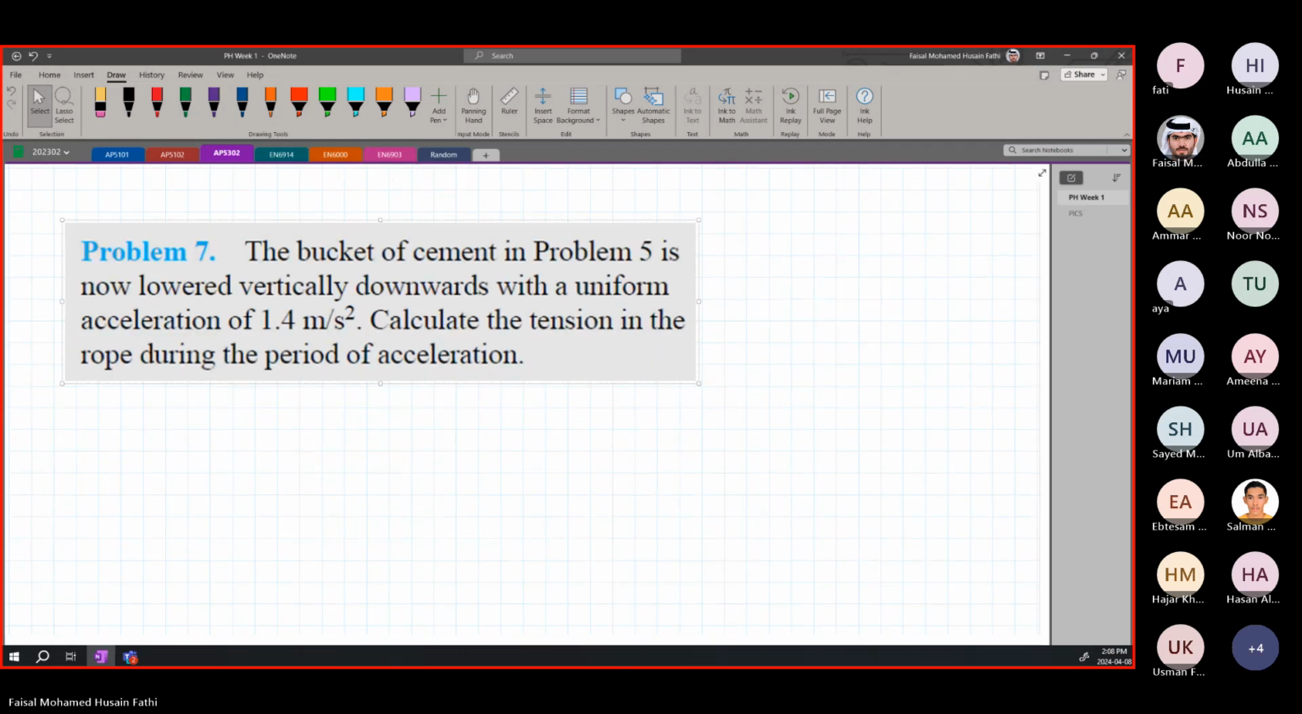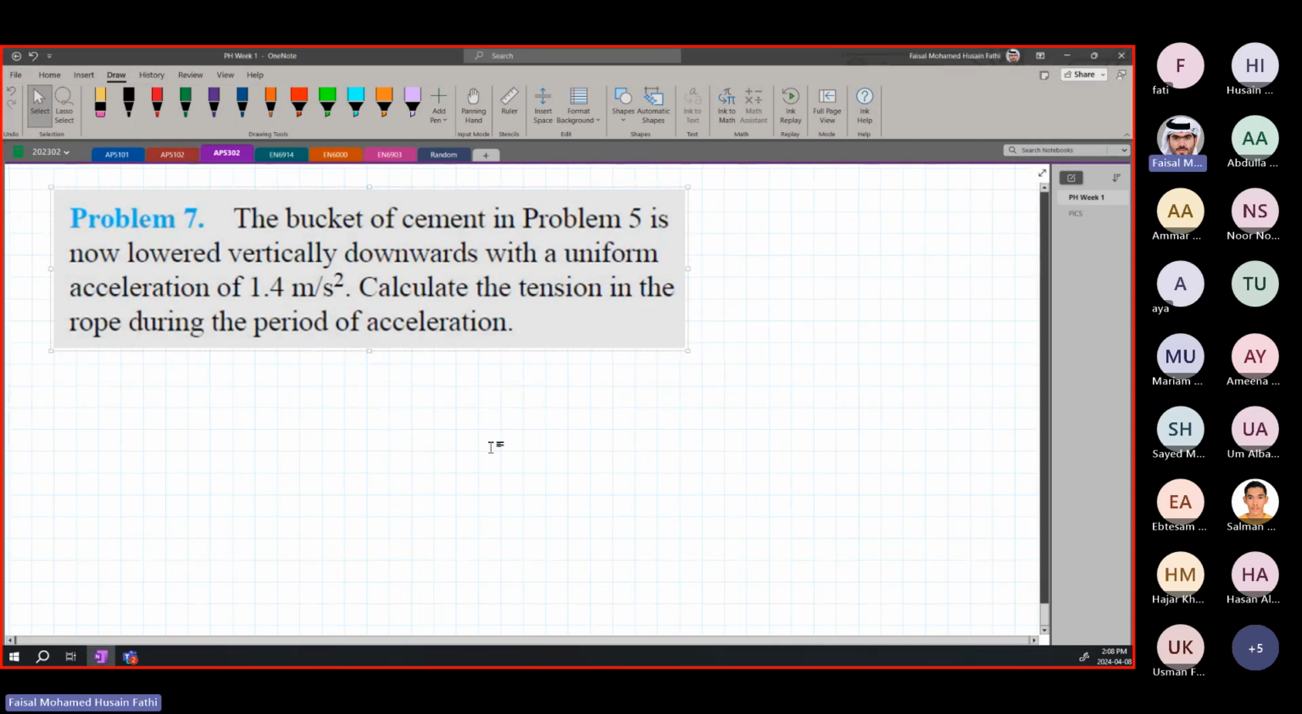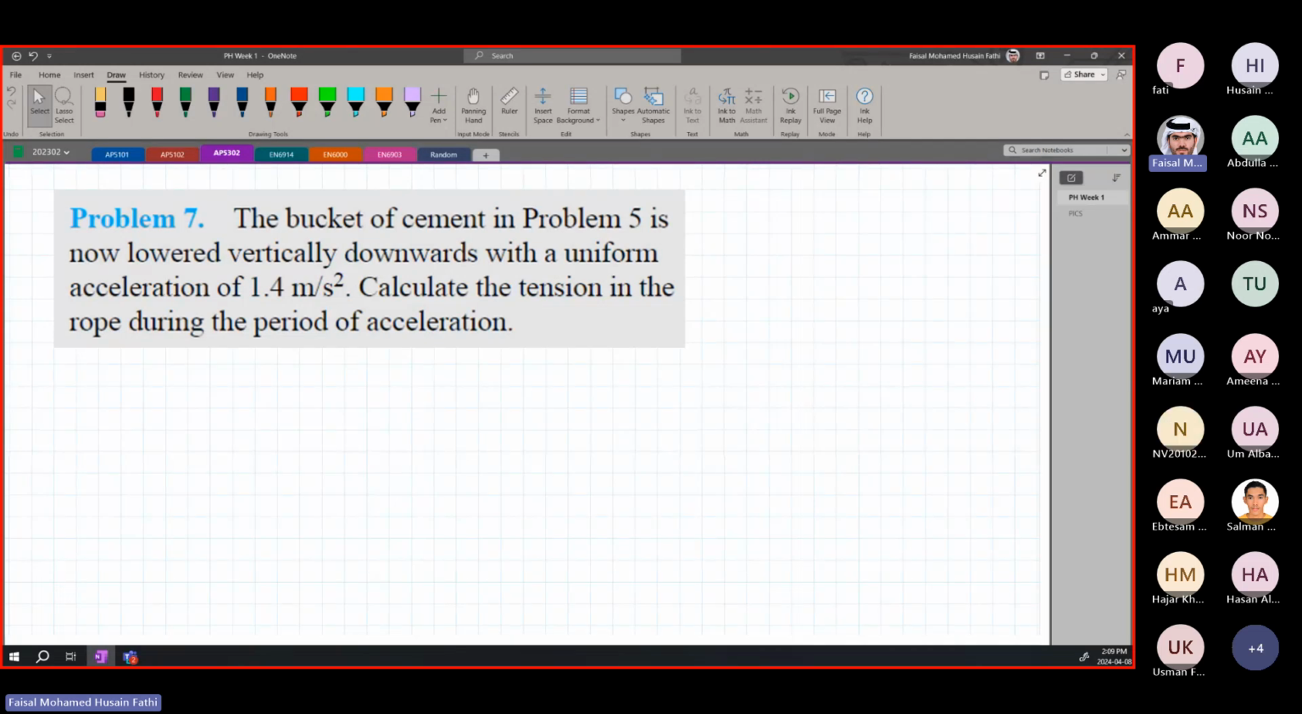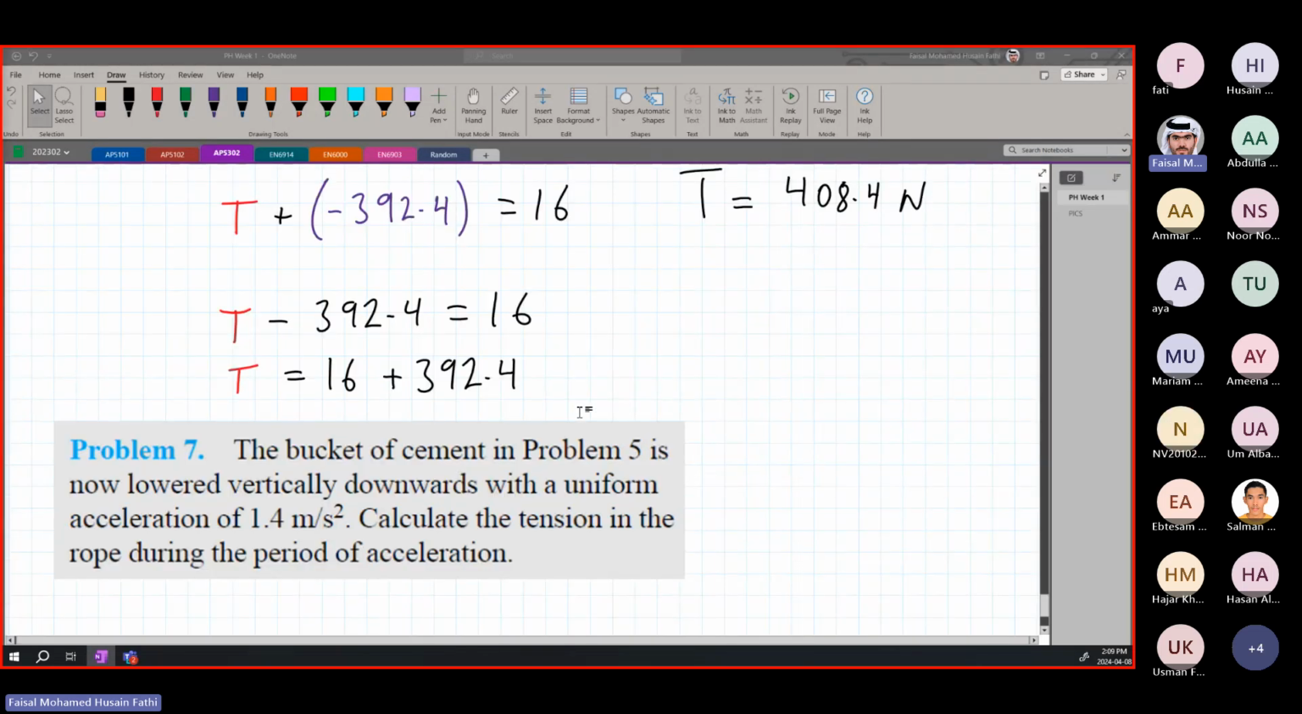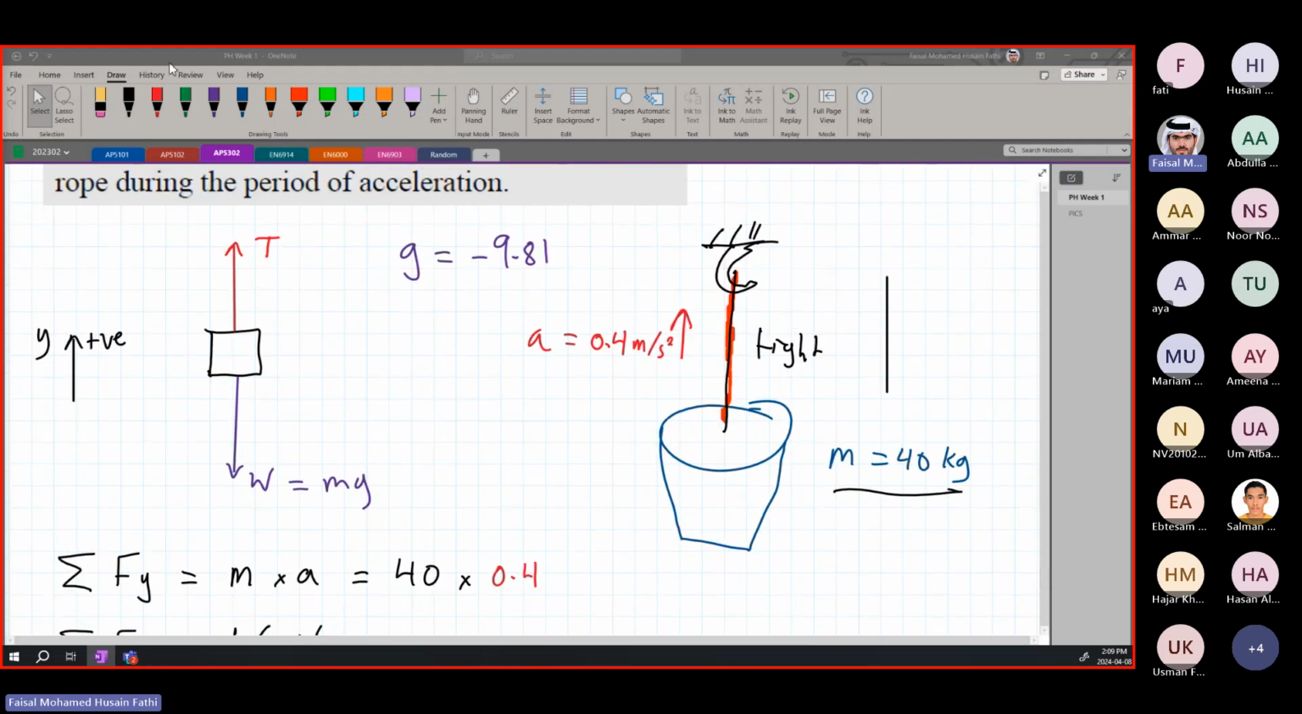So now the question says, the bucket of cement in problem 5 is now lowered vertically downwards with a uniform acceleration of 1.4 meters per second squared. Now keep in mind, here we took acceleration as positive. Why did we take it as positive? Because it's in an upward direction, and we have decided that positive is going to be upwards.